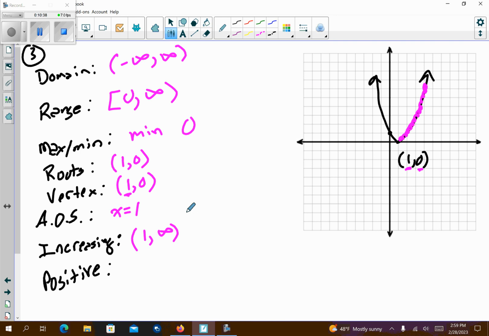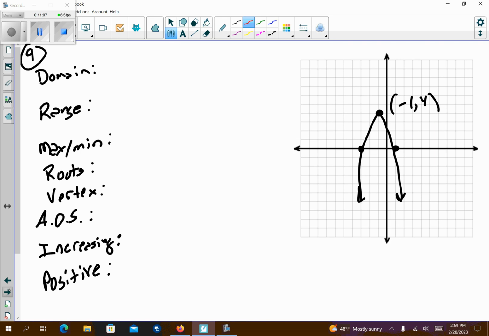And where is this graph positive? This is a mean question because that exact point right there, it's not positive or negative, it's 0. So it's going from negative infinity to 1, soft bracket, and then a soft bracket again from 1 to infinity. Okay, that's pretty mean because there's only one point that it's not above. It's on it, but it's not positive because that's a 0.